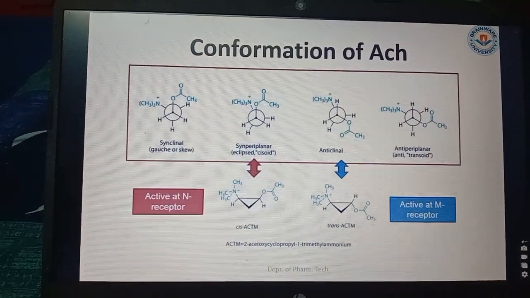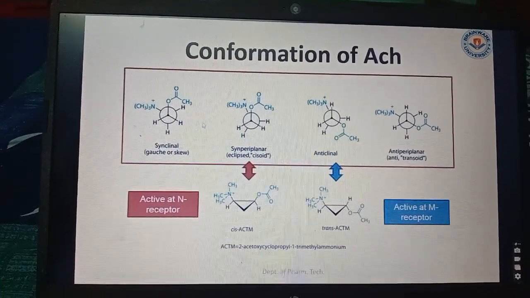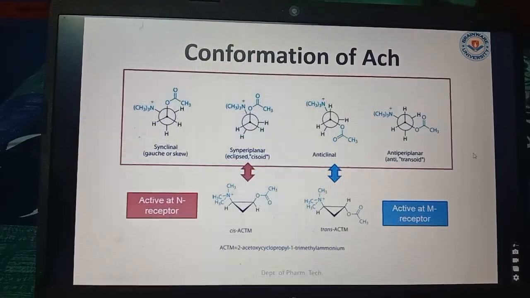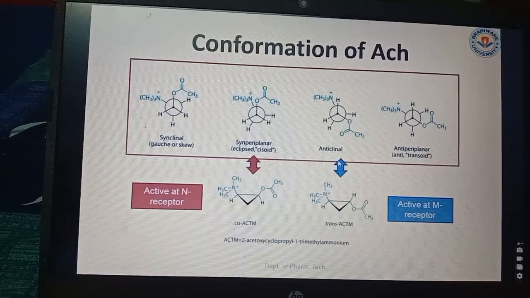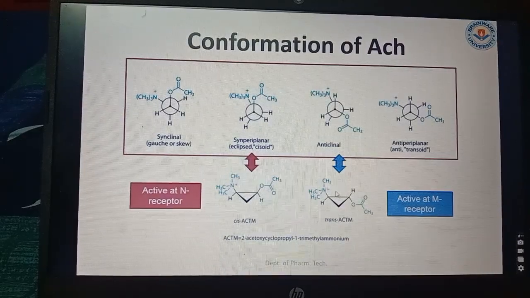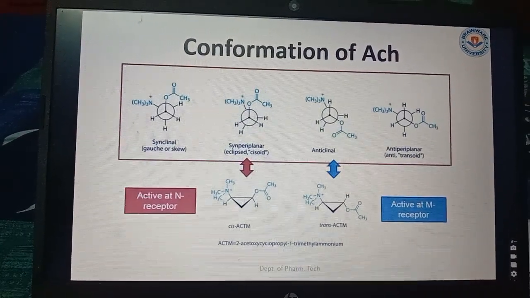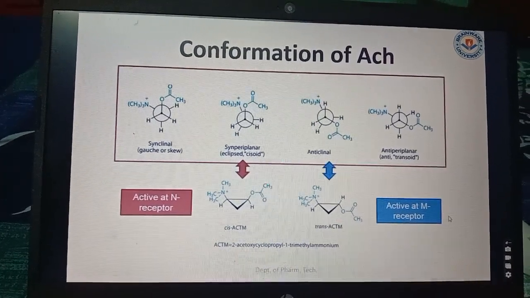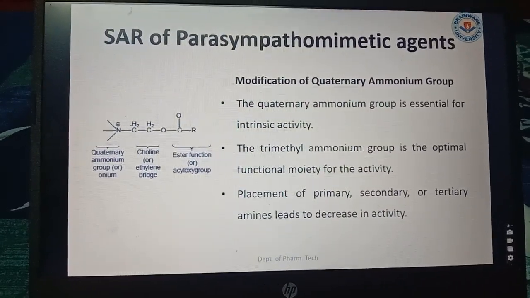Now conformations are there, different conformations. That means if we see through a ball and stick model, we can see this structure, geometric isomerism, synclinal, synperiplanar, anticlinal, antiperiplanar, like this. Activate N receptor, that means nicotinic receptors are activated by this drug. Activate M receptor. Now coming to the SAR of parasympathomimetic drugs.